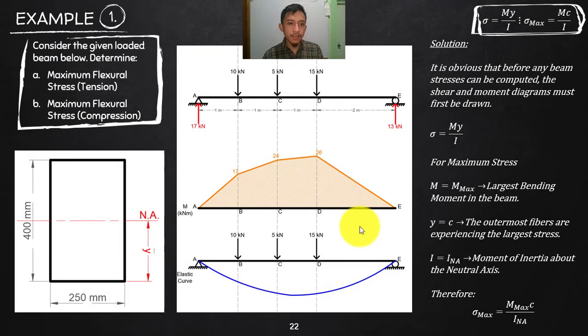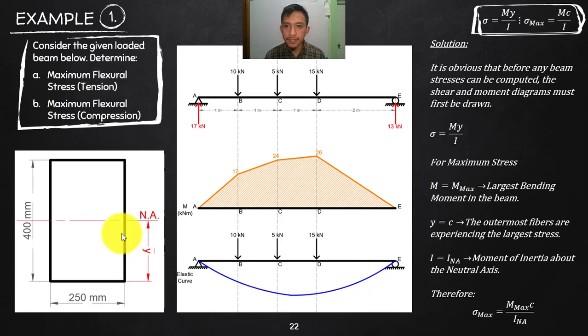So let's try to have here an example. Consider the given loaded beam below. Determine the maximum flexural stress, which is tension, and then the compression. Okay, so look at this. This is the beam.